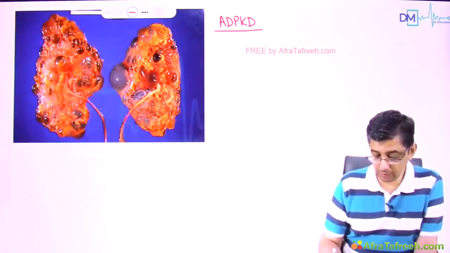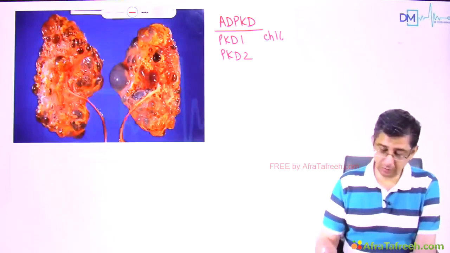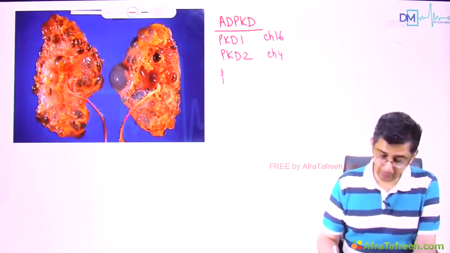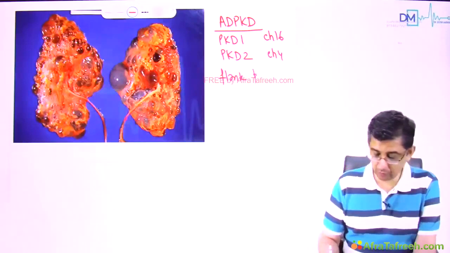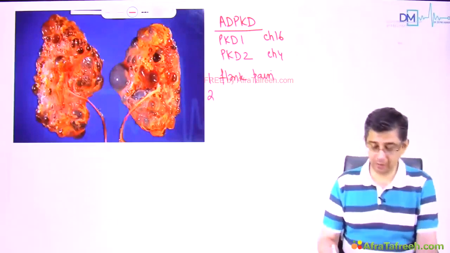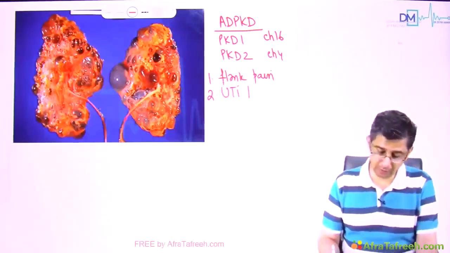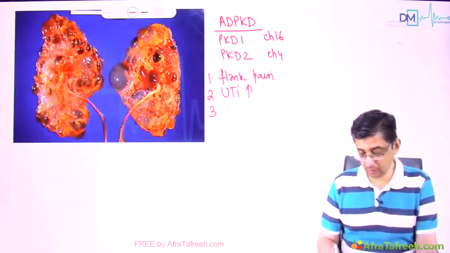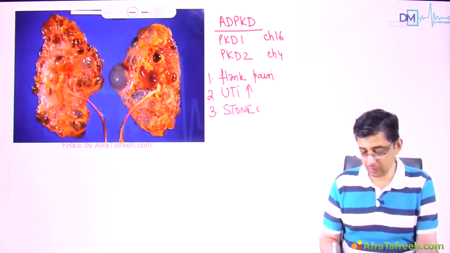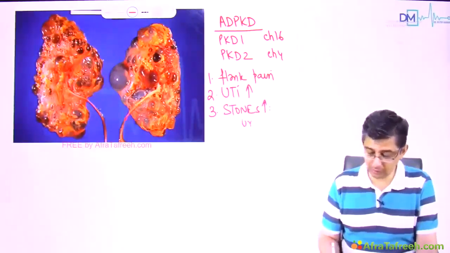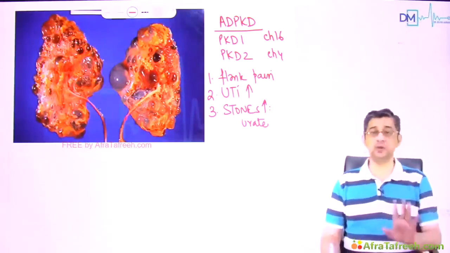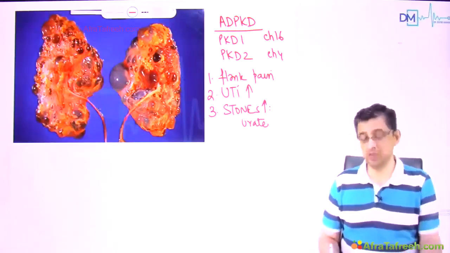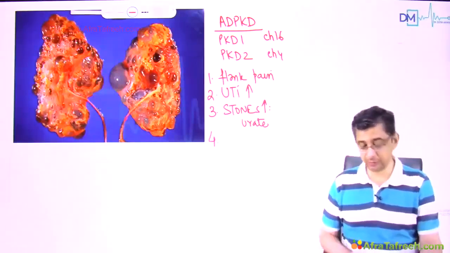When it comes to this disease, we know the genes involved are PKD1 and PKD2, which are related to chromosome number 16 and chromosome number 4 respectively. The usual reason why these patients would come to you in an autosomal dominant case would be flank pain. The second reason would obviously be that the incidence of UTI in the patient is increased, mostly pyelonephritis. Then stone incidence is increased in these patients, and the stones that develop are going to be urate stones. Urate stone is not nephrocalcinosis. Please be very clear. Nephrocalcinosis is calcium oxalate stone.